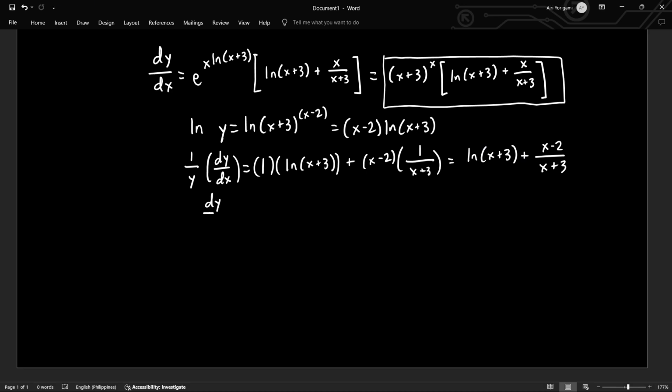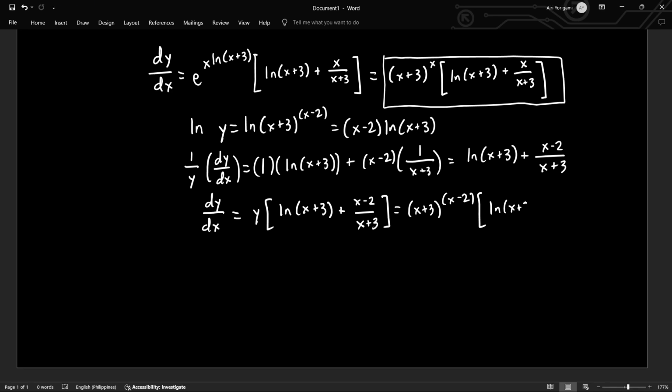Multiplying both sides by y, we would get y times the quantity ln of x plus 3 plus x minus 2 over x plus 3. Substituting y, this now becomes x plus 3 raised to x minus 2 times the quantity ln of x plus 3 plus x minus 2 over x plus 3. That's the final answer.